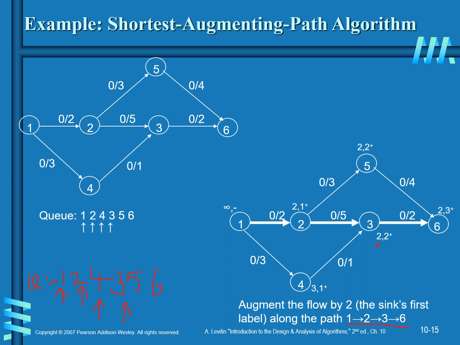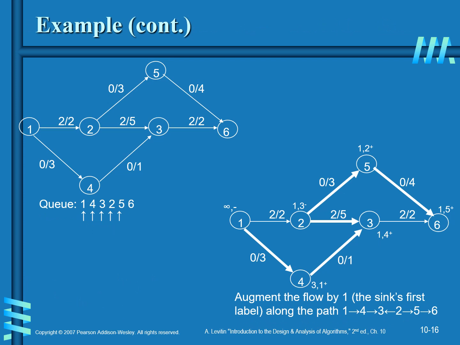The next, what is its second label? 2. You come here. What is the current flow? 0. Again, this has been labeled with plus. It is a forward edge, so you increase the current flow by 2 units. So 0 plus 2 is 2. Again, you come back. The second label is 1. Since it is a plus, 0 plus 2, 2. So on this path you have added 2. Initially it was 0. On this path 1 to 2, 2 to 3, 3 to 6, the current flow has been increased to 2.